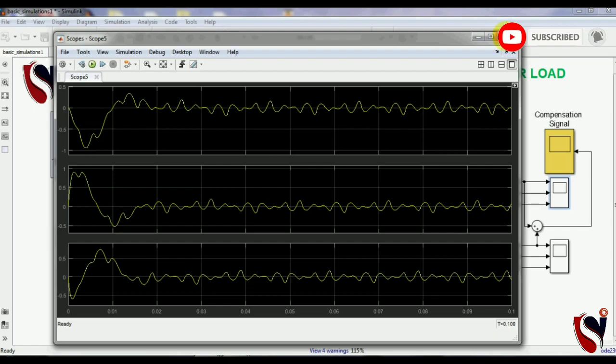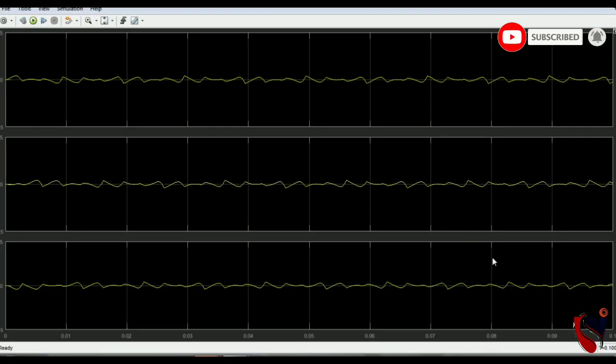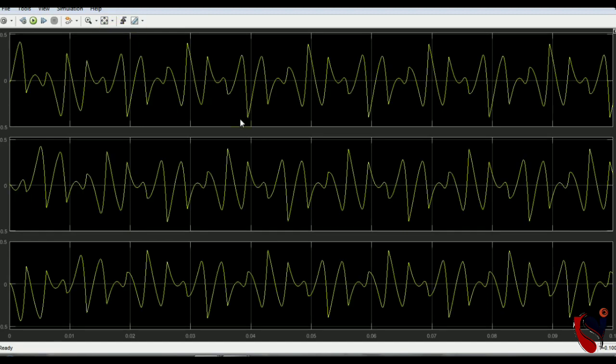So here you can see this is the compensated current. You can see this is the difference, and it is much more deteriorated from the ideal voltage. You can see this is not anyhow a sinusoidal voltage or current.